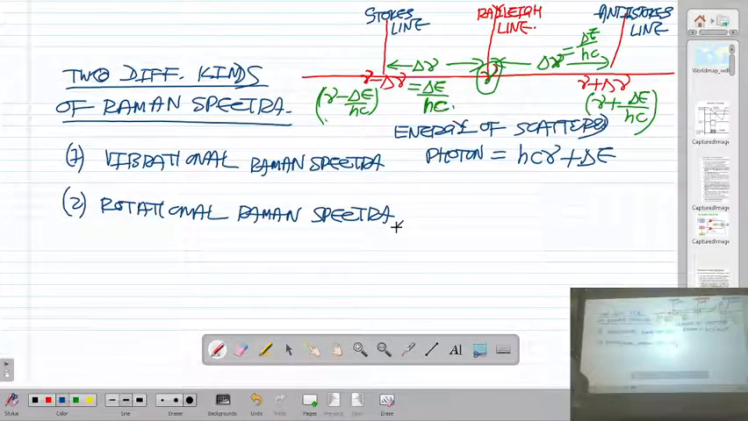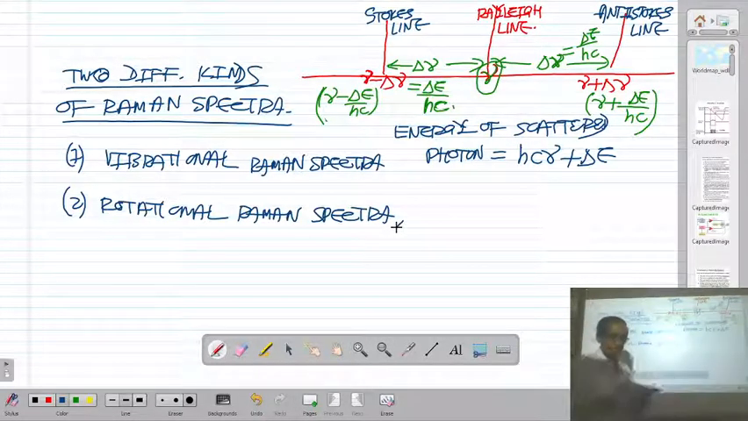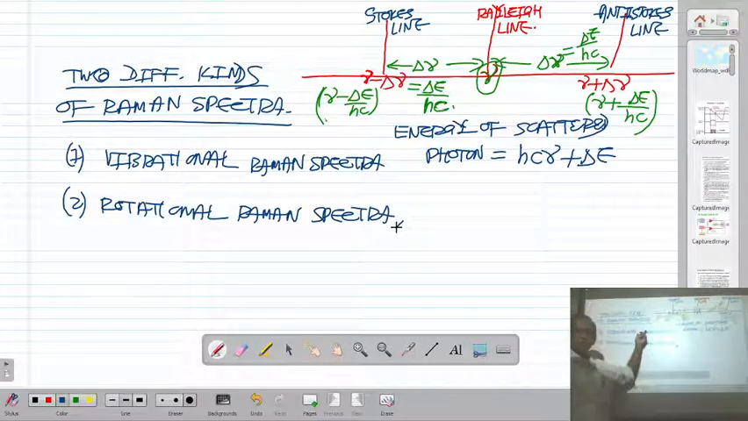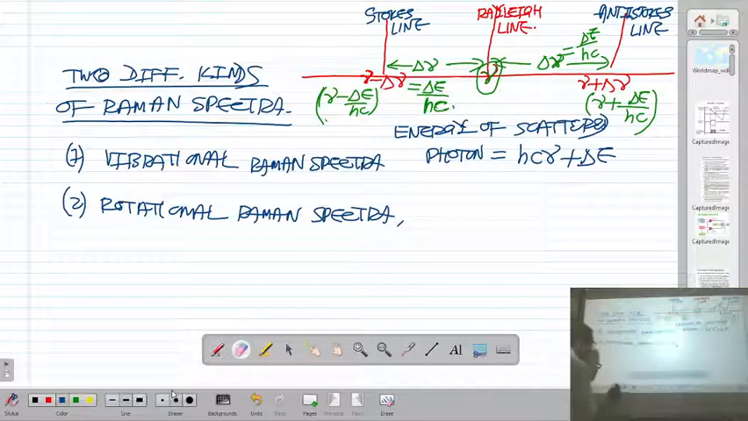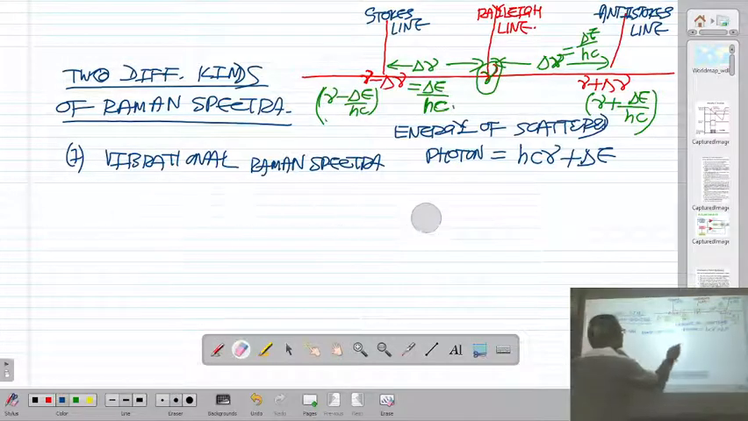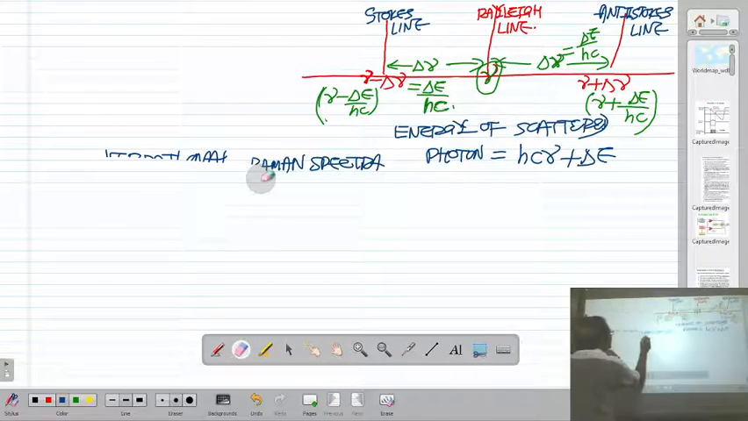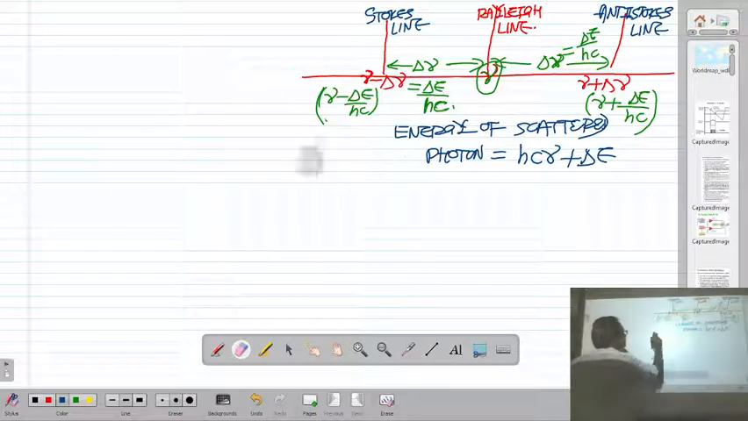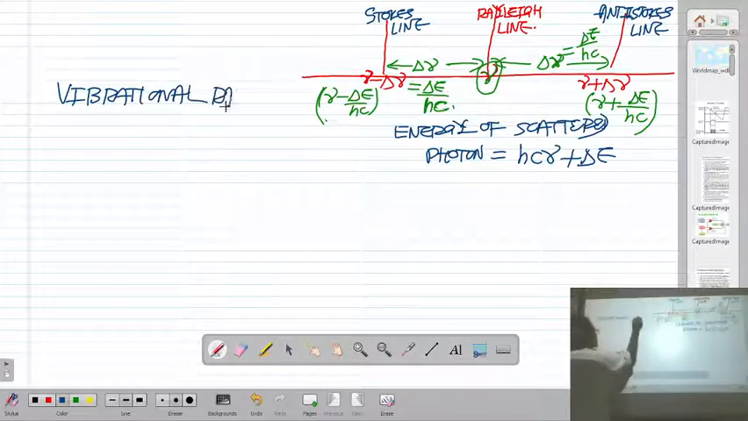So in the next lectures we will discuss these two different kinds of Raman spectra, the vibrational Raman spectra and the rotational Raman spectra. The vibrational Raman spectra of a molecule is obtained when the molecule makes a transition from one vibrational level to another vibrational level. Next lecture we will take this, but let me just give the introduction of vibrational Raman spectra. The next article is vibrational Raman spectra.